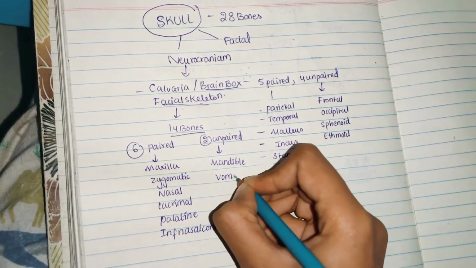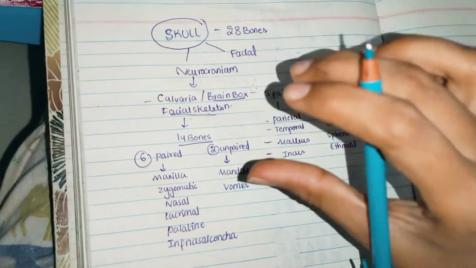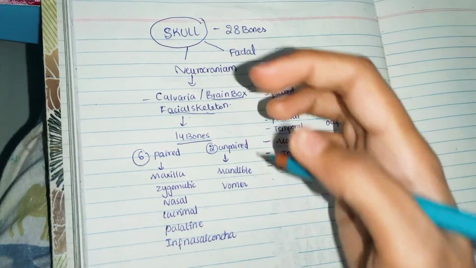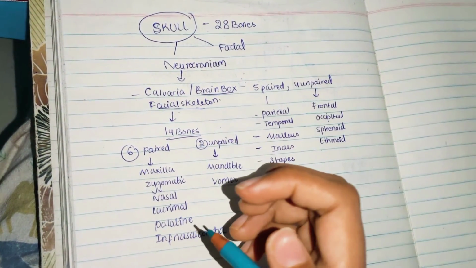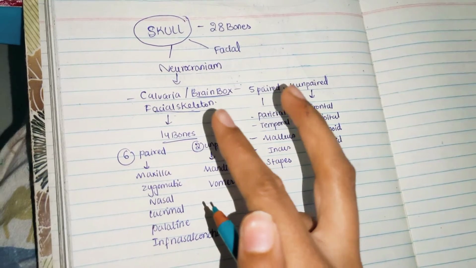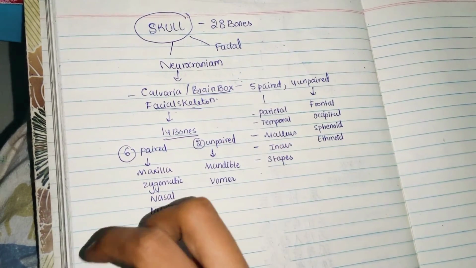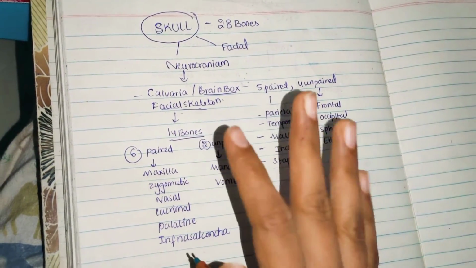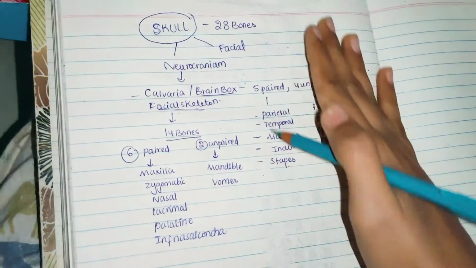Vomer is also a single bone. You can see vomer if you turn the skull towards the backside, and if you see from below, you can see clearly the vomer between, and also you can see the 2 nasal apertures there. Okay, so single vomer. So like this you need to draw a flowchart.